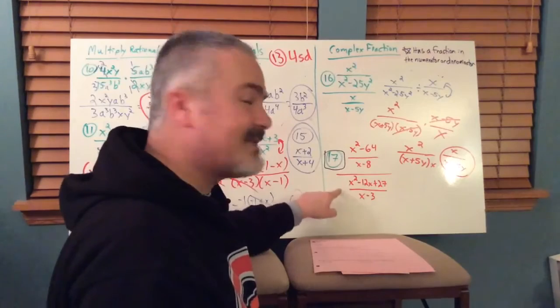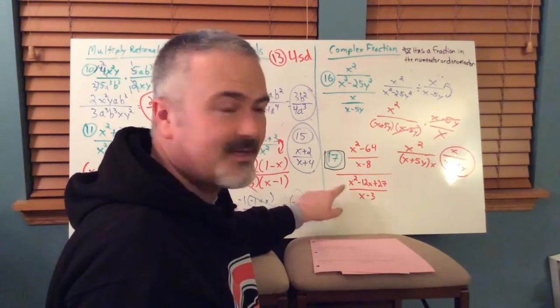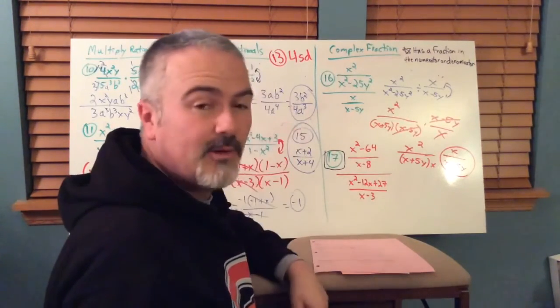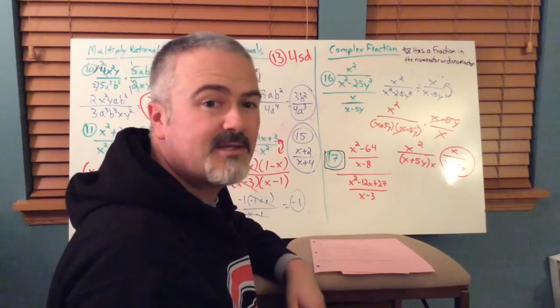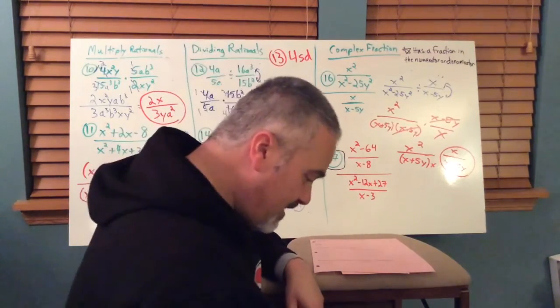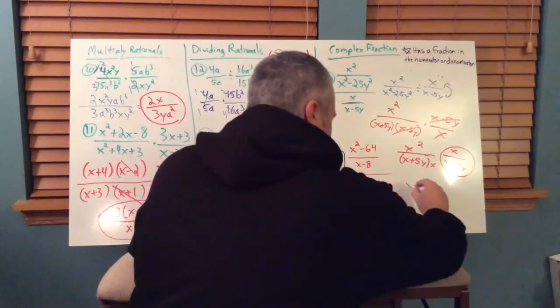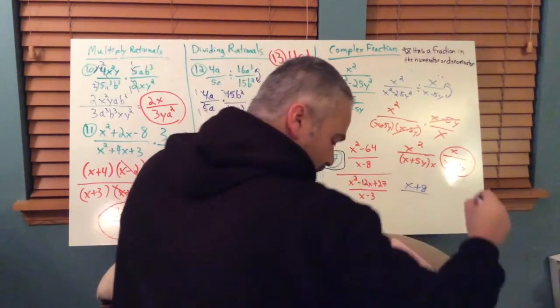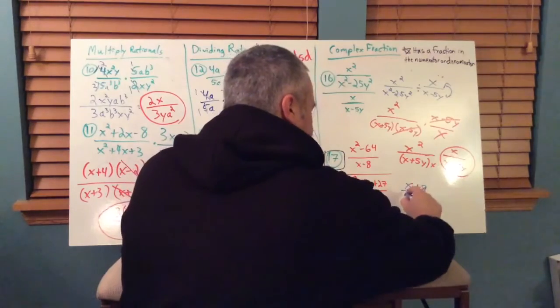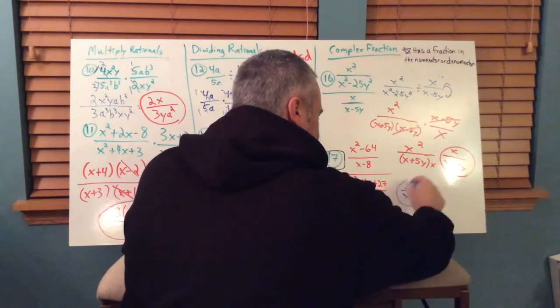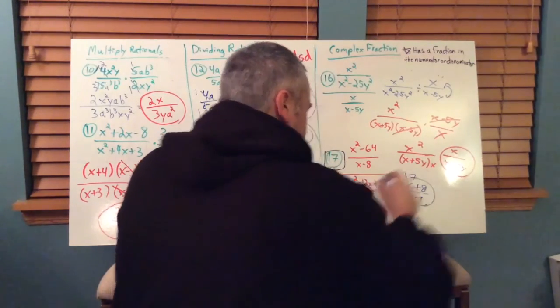Number 17 is not on your paper, but I would like you to try it. It's another example just like number 16. I will give you the answer to number 17. If you want to pause it and try it on your own, you may. The answer to number 17 is x plus 8 over x minus 9. That's the answer to number 17.